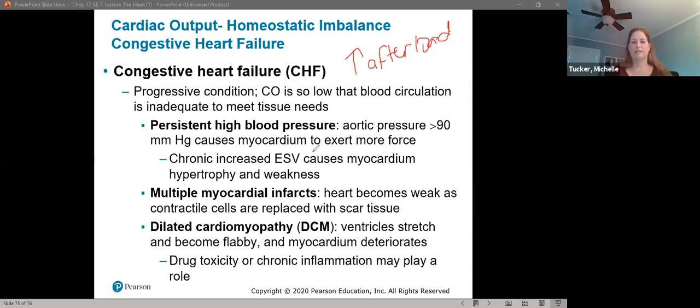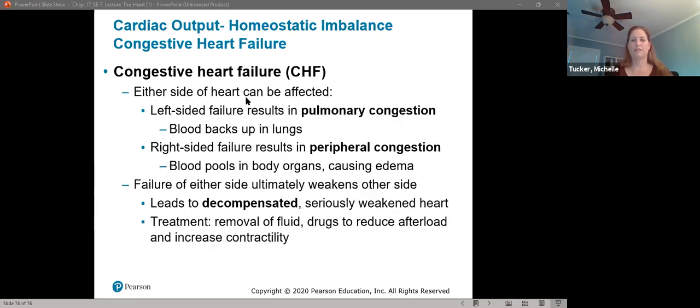That increase in afterload is going to cause the heart muscle to have to exert more force. So it has to work harder. And eventually it is going to wear out. Pulmonary congestion is a left side failure, and it's going to cause blood to back up into the lungs, causing pulmonary edema. Right side failure is going to result in peripheral congestion, causing systemic edema, mainly in the legs.